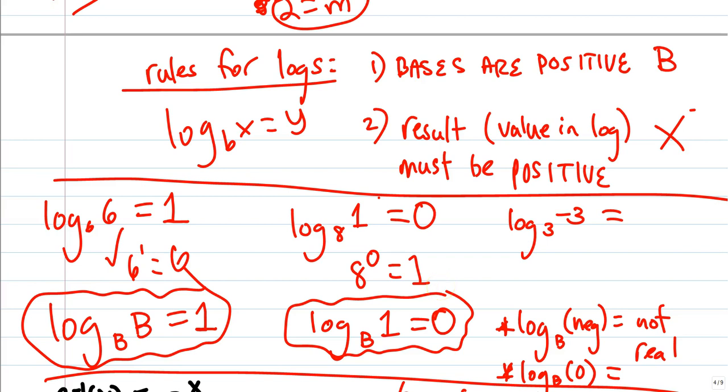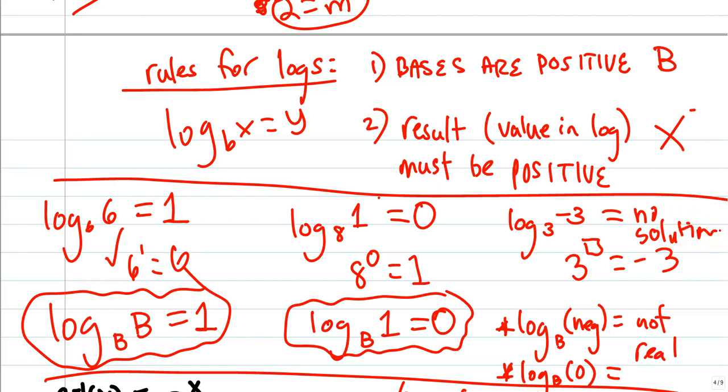Log base 3 of negative 3. 3 to what power would make a negative 3? Somebody's like, negative 1. No, that would be 1/3. See, if I raise 3 to a power, 3, 9, 27, 81, it's not going to turn negative. If I take it to a negative exponent, 1/3, 1/9, 1 over 27, it's never going to become negative. This has no solution.